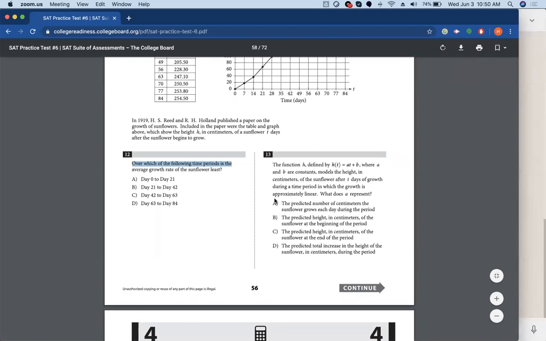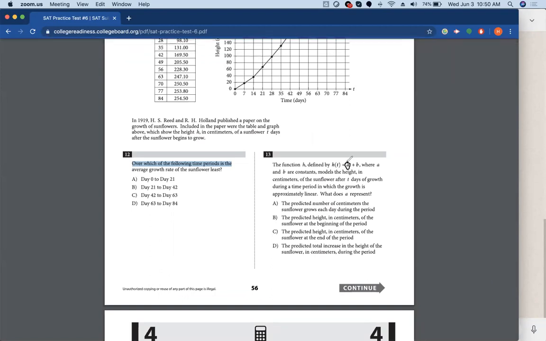Okay. The function defined by this equation, where a and b are constants, models the height of the sunflower t days after it was planted. The growth is approximately linear. What does the a represent? Remember, a is the slope, where when you're multiplying a times t, this is your slope. H is the height, and then a is the slope.